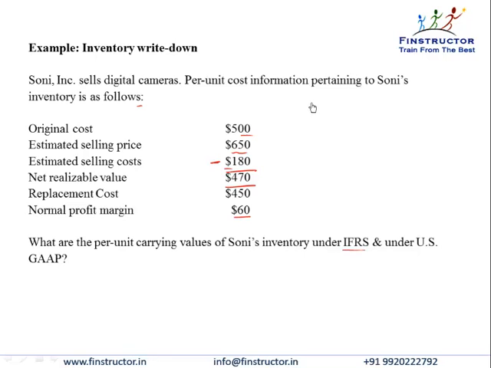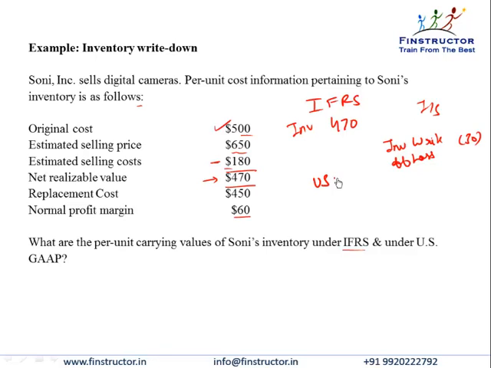So let's first do IFRS. IFRS says that inventory must be lower of cost or net realizable value. So in this case, the cost is $500 and the net realizable value is $470. That means inventory must be carried at $470 or it will be written down to the extent of $30. So I will reduce my asset by $30. I will correspondingly in the income statement take an inventory write-off loss. Please remember, this comes above the profit before tax but below the EBIT of $30.